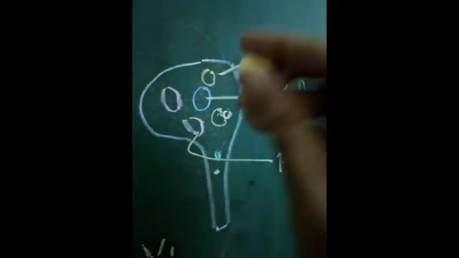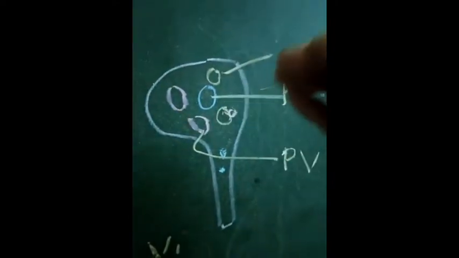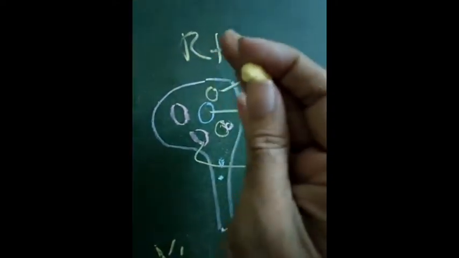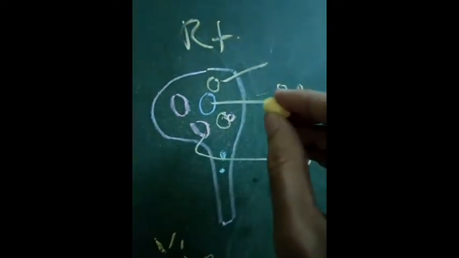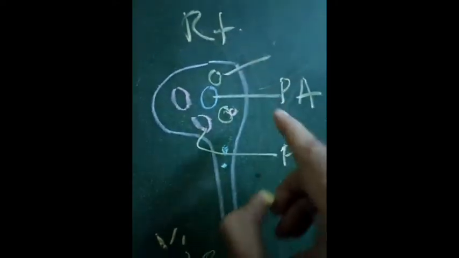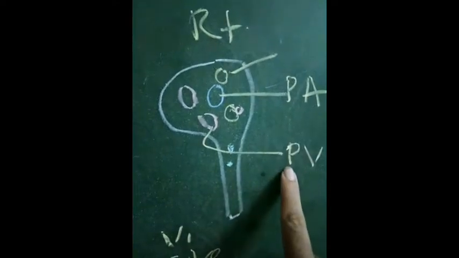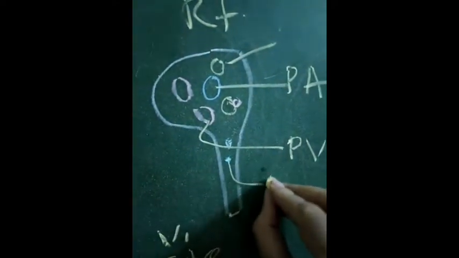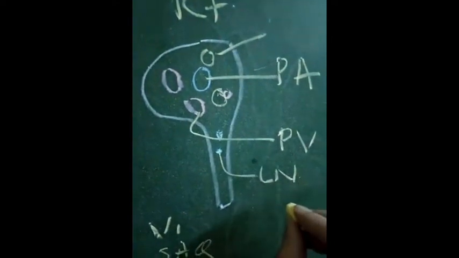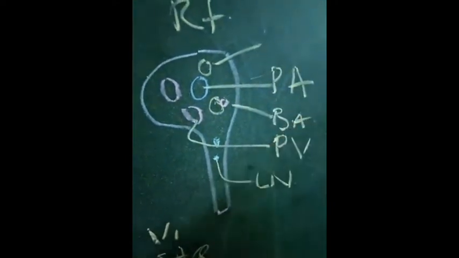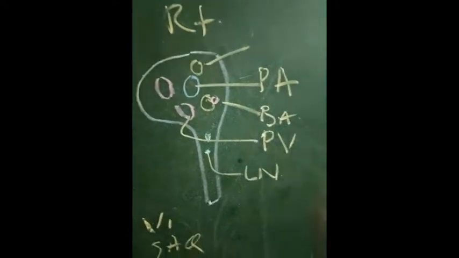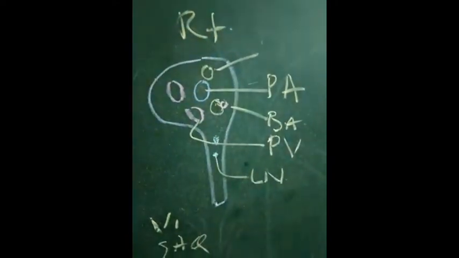Some books have given eparterial, hyparterial, it doesn't matter. You have to label it as bronchi. I have just drawn it on the right side. I want students to practice the hilus of the left side. Now, these are bronchi. This is the pulmonary artery. These are pulmonary veins. And these are lymph nodes. Remember, this is the bronchial artery. So the bronchial artery supplies nutrition to the lung.